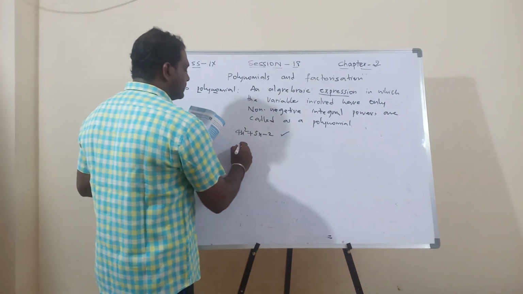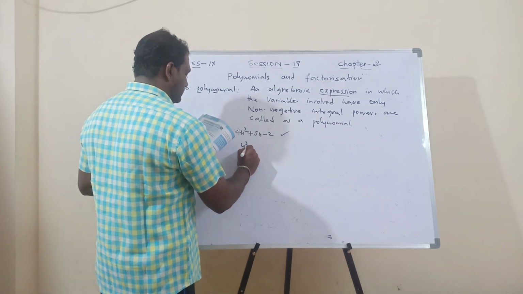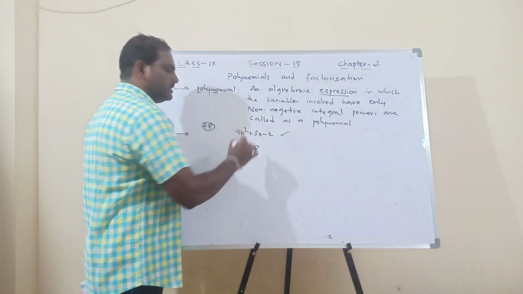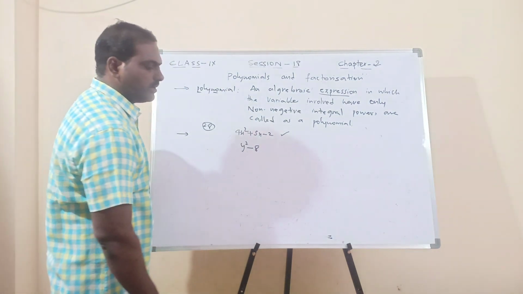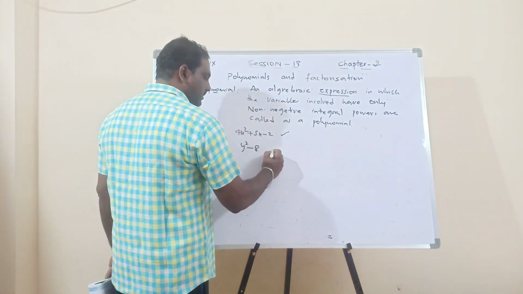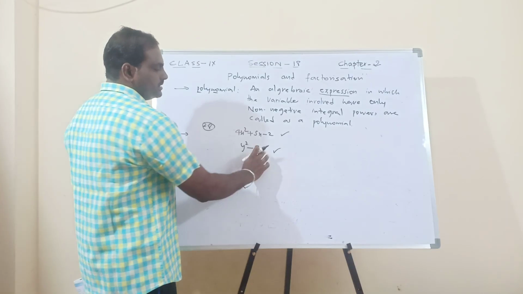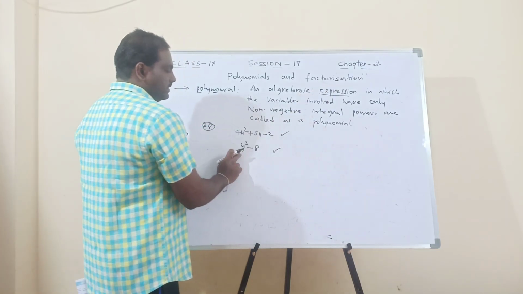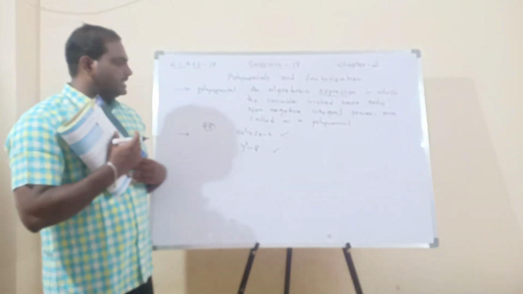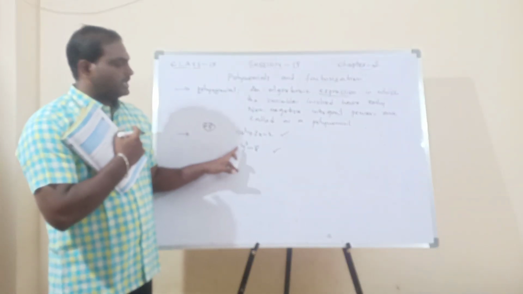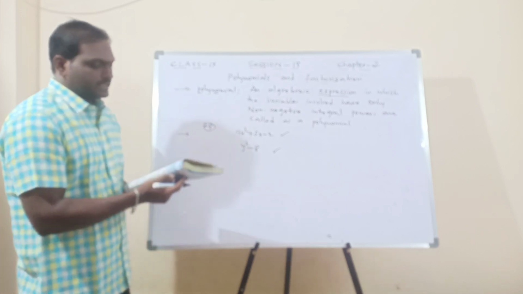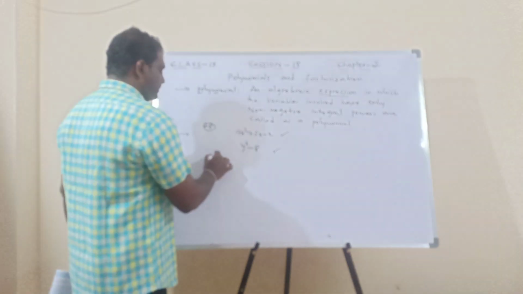Next, second question. y square minus 8. Yes or no? Is it a polynomial or not? Yes, it is also a polynomial, because there is no equation. What is the variable here? It is y, and what is its power? 2. Right.